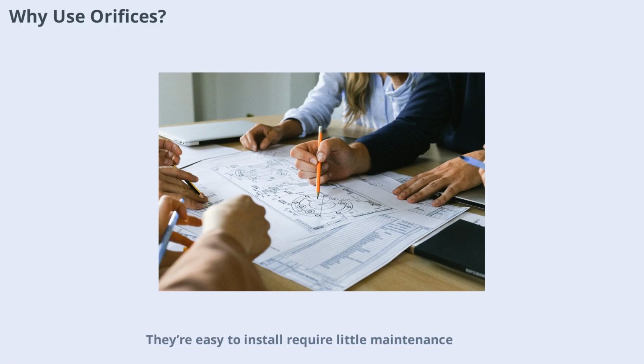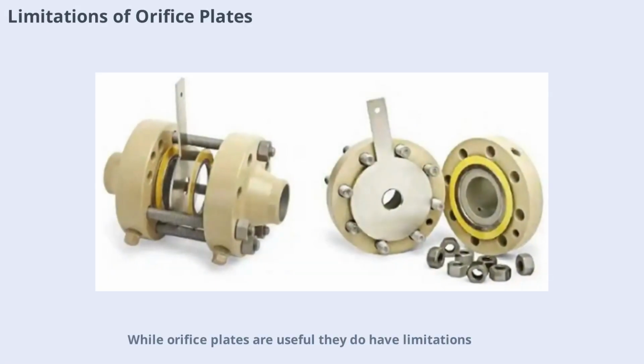Orifices are a simple and cost-effective way to control flow in a system. They're easy to install, require little maintenance, and can be precisely sized for specific applications. Understanding how to calculate their size is a valuable skill for engineers and technicians alike. While orifice plates are useful, they do have limitations. They can cause significant pressure drops and may not be suitable for fluids with solids or debris, as these can clog the opening. Always consider the specific requirements and constraints of your system when choosing a flow control method.